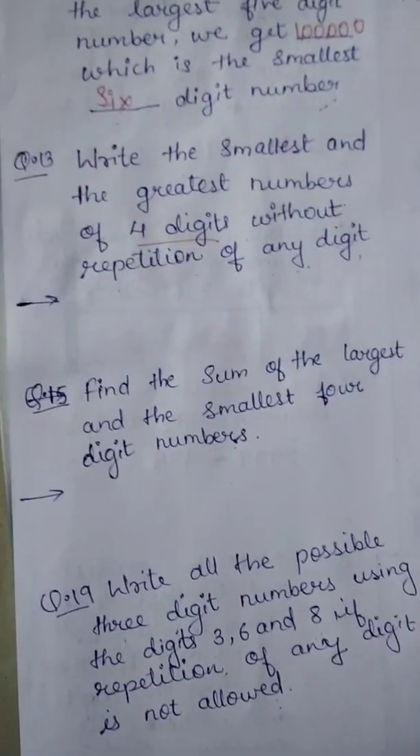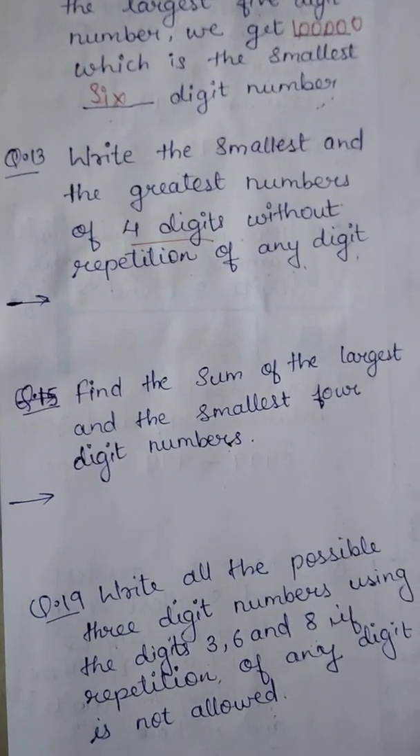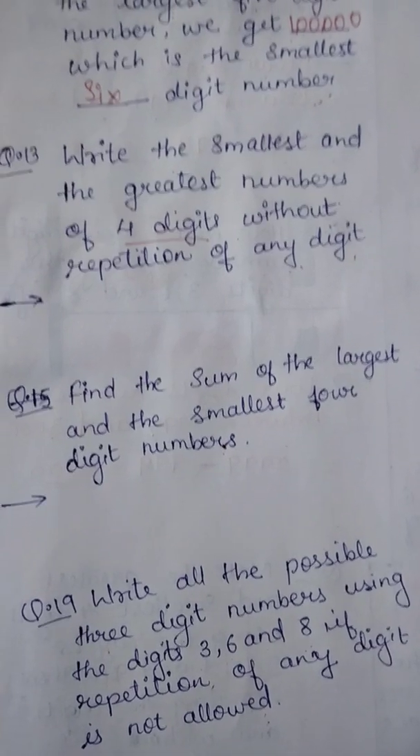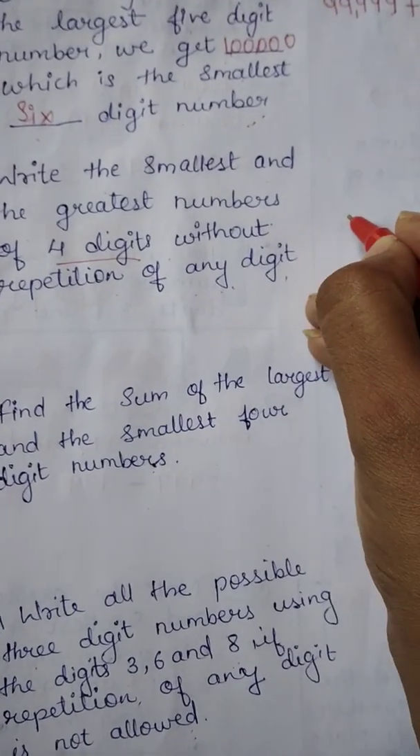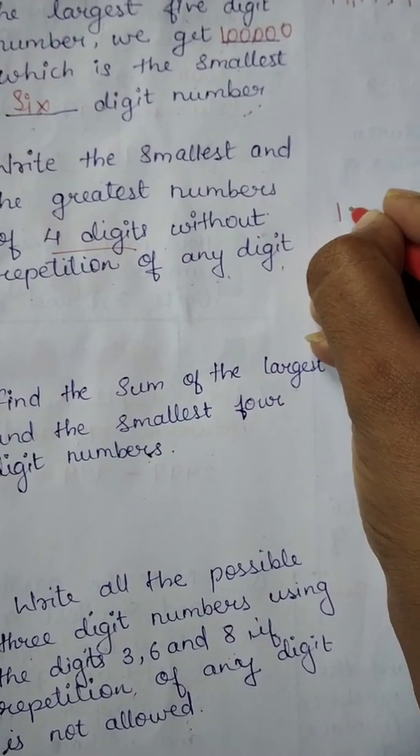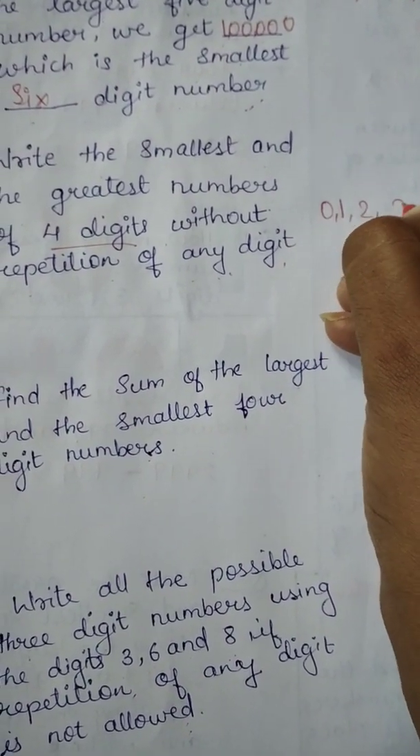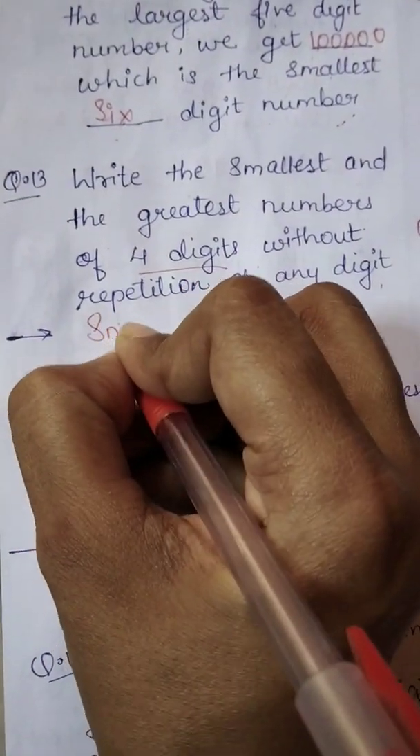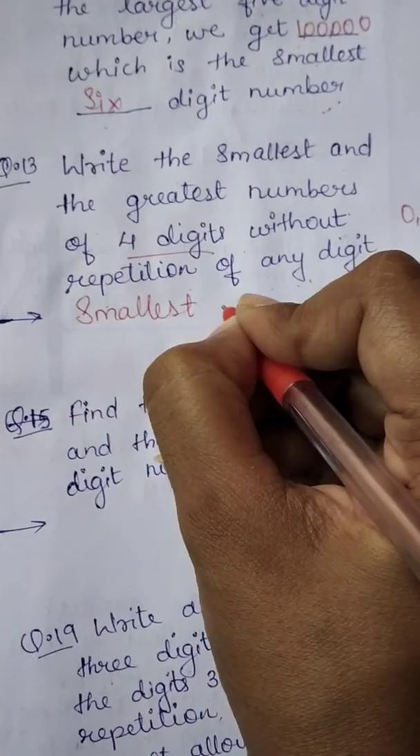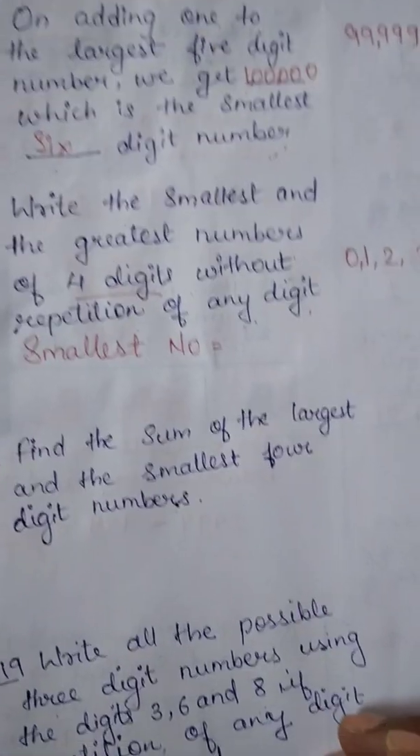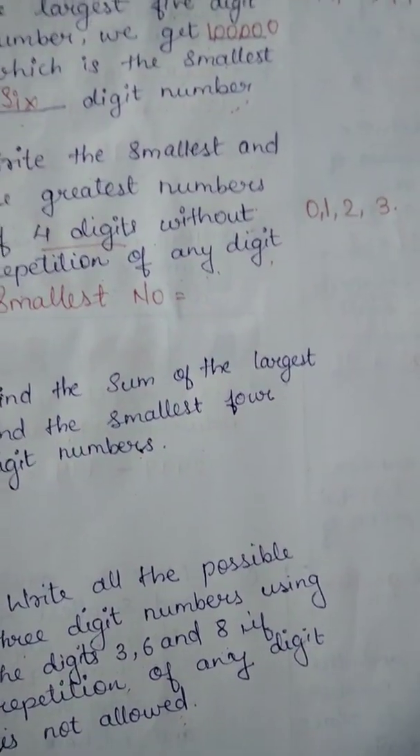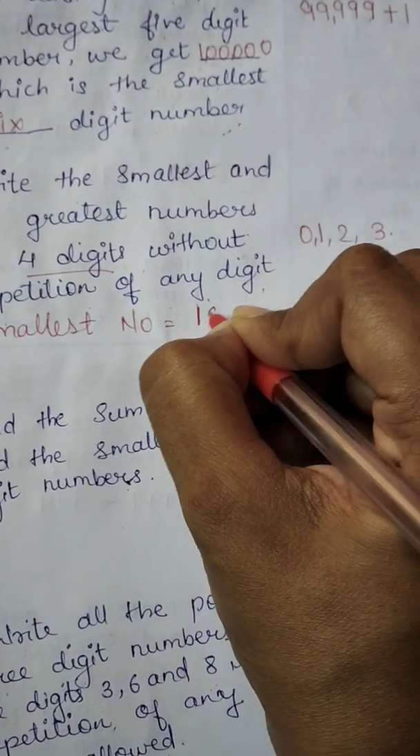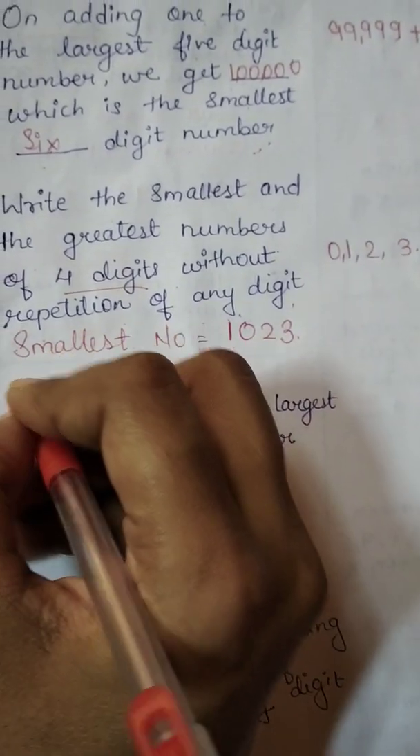Second question, write the smallest and the greatest numbers of 4-digit without repetition. So 4-digit number, so I'm writing here, see, 1 0 1 2 3. So I have to write the smallest number. Smallest number, so I cannot write 1, cannot write 0, so I'll be writing here 1. Number cannot start with 0, so 1 0 2 3 is the smallest.